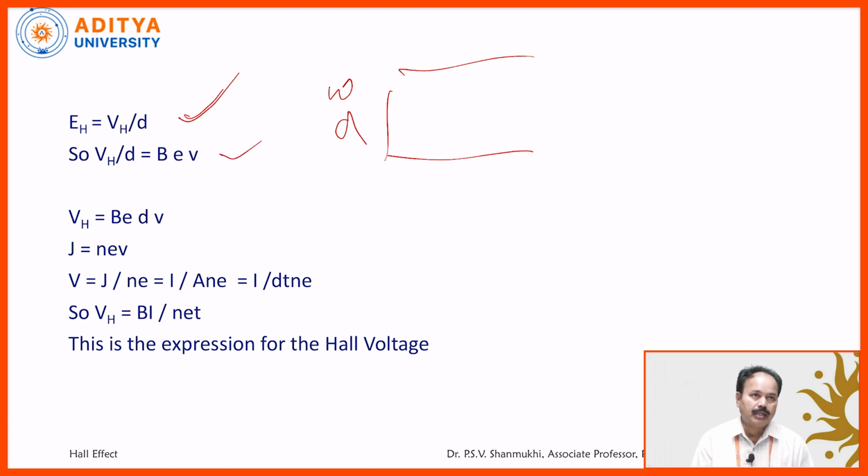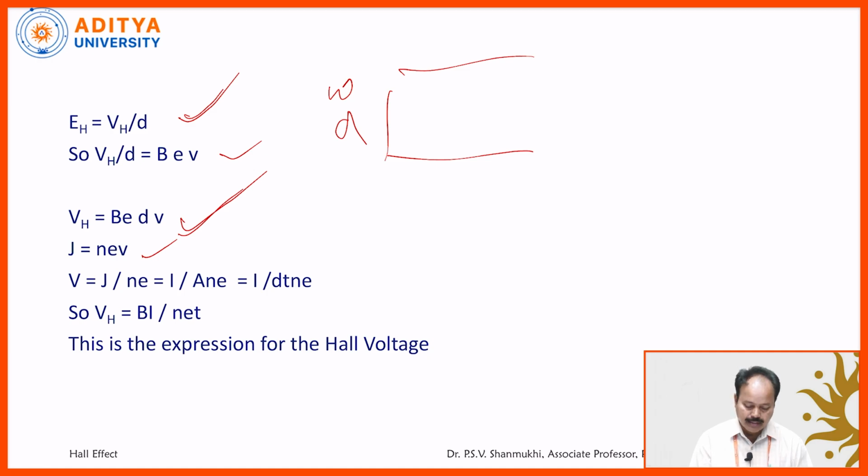From this equation, VH is equal to BeV into D, where B is the applied magnetic field, E is the charge of the particle, D is the separation of the plates or the width of the specimen, V is the velocity. You can take W or D, no problem. Actually, the current density J is equal to NeV, where V is the drift velocity.